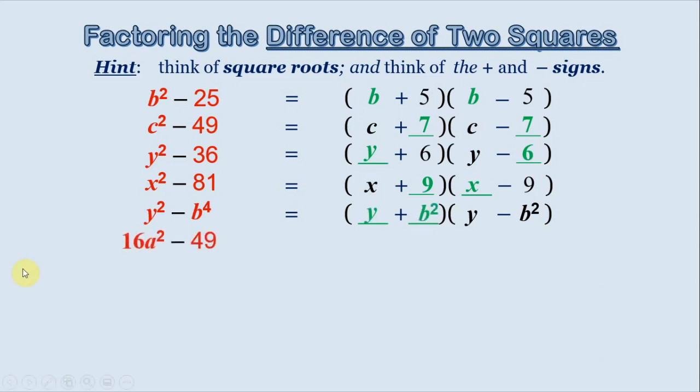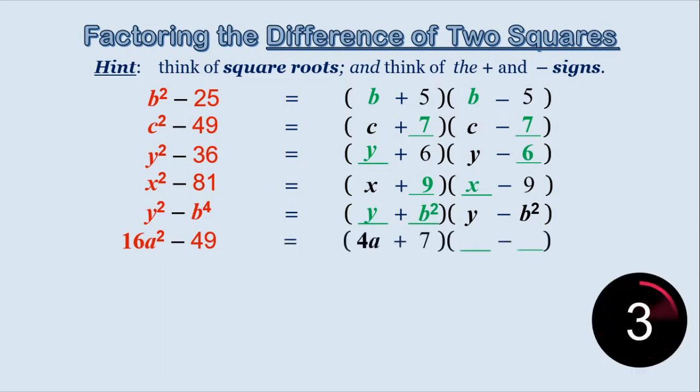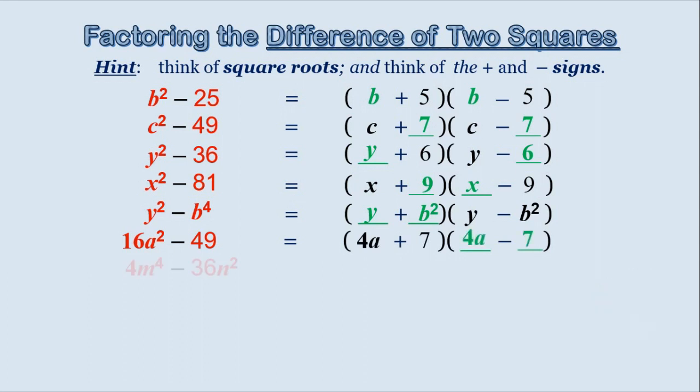What is the square root of 16a squared? And what about the square root of 49? The timer starts now. Think about the square root of 4m to the fourth, then the square root of 36n squared. Let the timer begin.